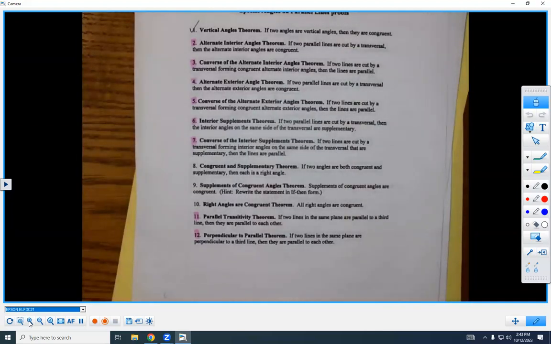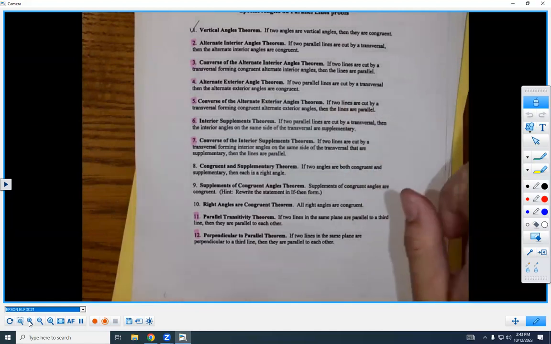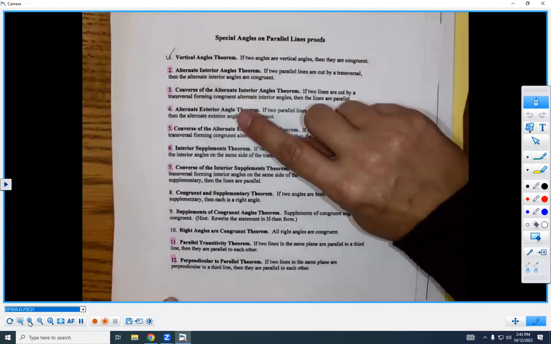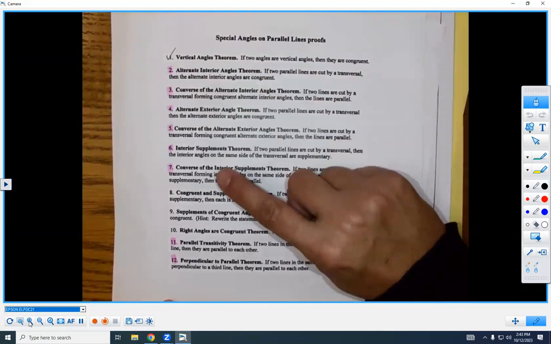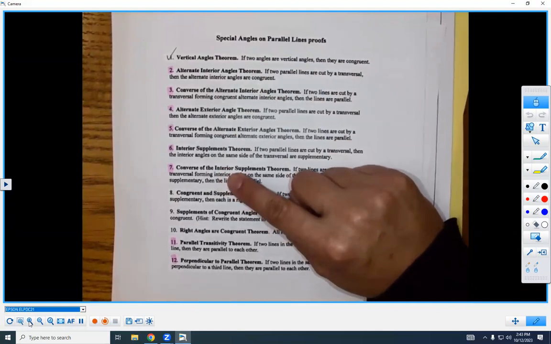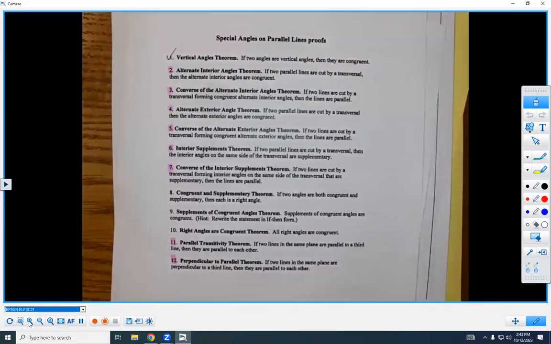Do you want to do one more together? One more proof altogether? Yes. Pick one. One of the hard ones. Okay, I have a question. Look, 2, 4, and 6 are very similar. 3, 5, and 7 are very similar. They're converse ones, and we haven't really done converse stuff before. Do you want to pick one of the converse ones to do? Yeah. 3, 5, 7? This is 3.